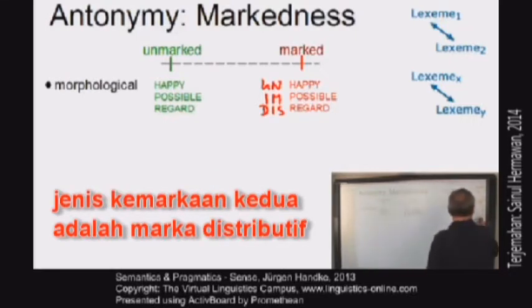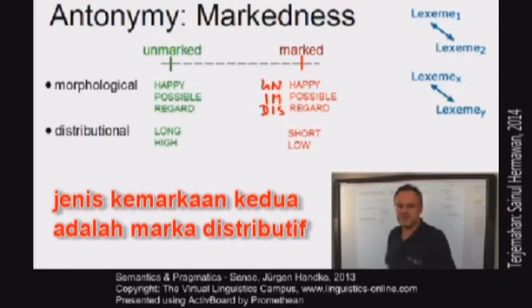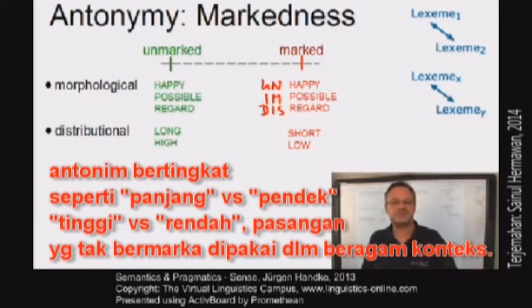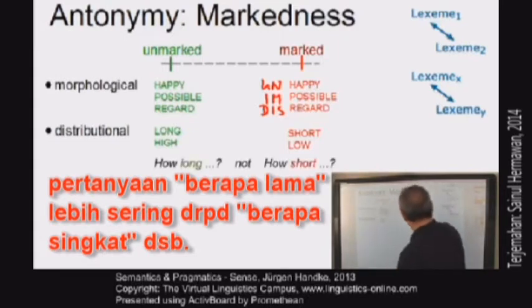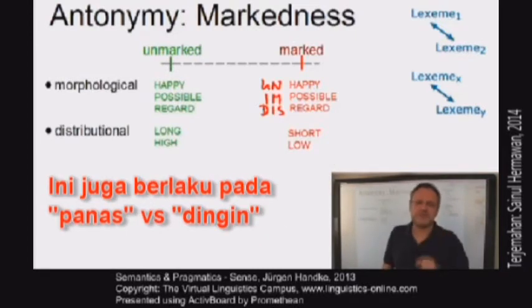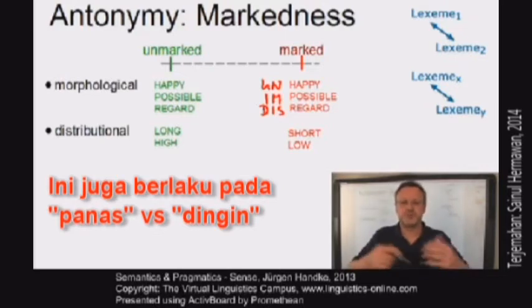A second type of markedness is referred to as distributional markedness. In sets of gradable antonyms such as long and short, high and low, the unmarked term is the item that can be used in a wider variety of contexts, for example in questions or quality descriptions. A question would normally be phrased such as how long is something, how high is something, but only very rarely how short is something and how low is it. Note that for some items, for example hot and cold, which we discussed earlier on, there is no such pattern.